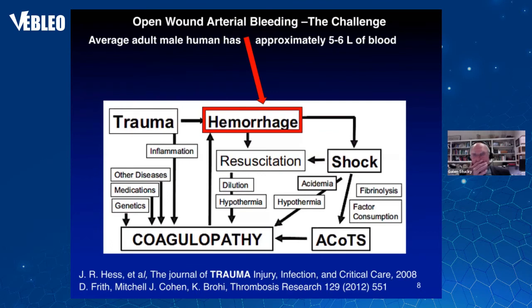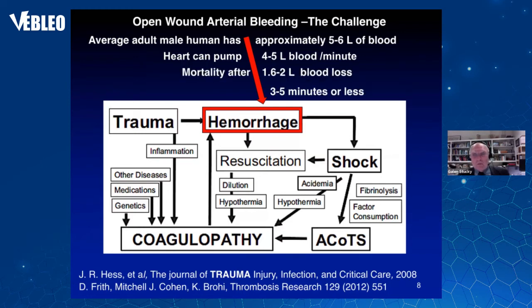But in open wound arterial bleeding, the important thing here is that your heart pumps about 4 to 5 liters of blood per minute, and you get mortality after you lose about 1.6 to 2 liters of blood, and that's usually in 3 to 5 minutes or less. So in arterial bleeding, it has to be treated very quickly. You have to do quick intervention to prevent death. And once you've prevented that, then of course you still have potential problems with hypothermia and hemodilution to go with that.